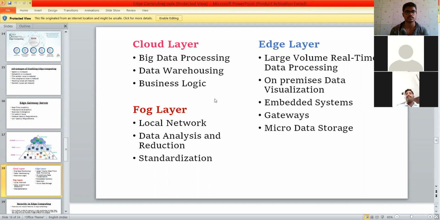In the fog layer, the local network comprises 100 meters or 200 meters, or one street or two streets. In that, we have to analyze the data, reduce it to a smaller size, and standardize the data. Then we pass it to the next layer, that is the cloud layer. It is known for big data processing, data warehousing, and business logic.